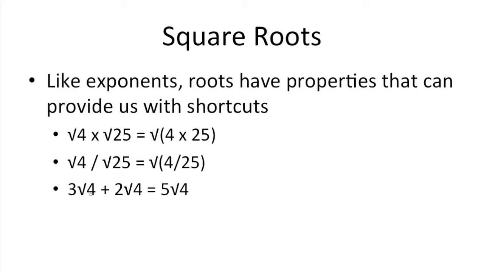Another shortcut is if you have the same root here, the square root of 4, and you're adding them, you can actually add these numbers in front together. So 3 the square root of 4 plus 2 the square root of 4 will equal 5 the square root of 4.